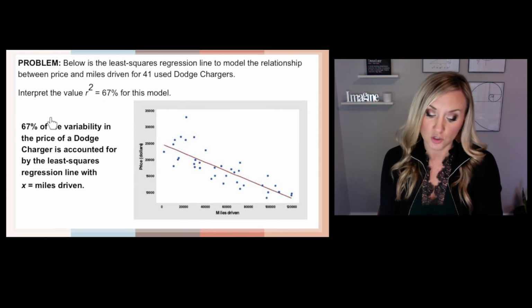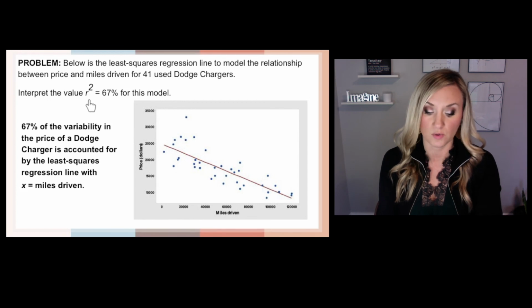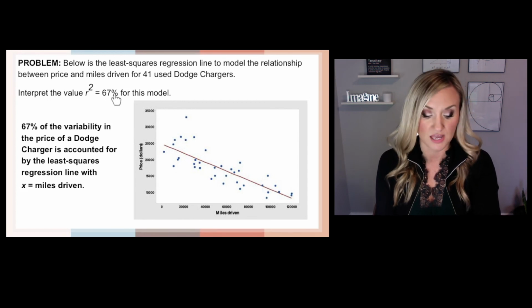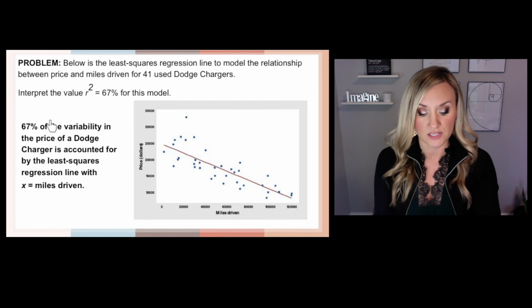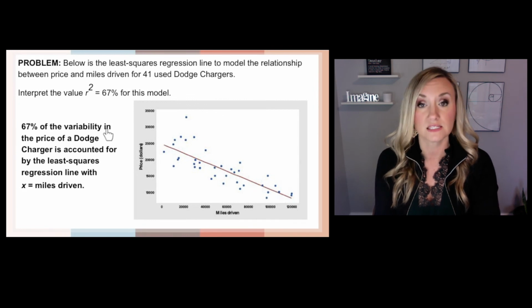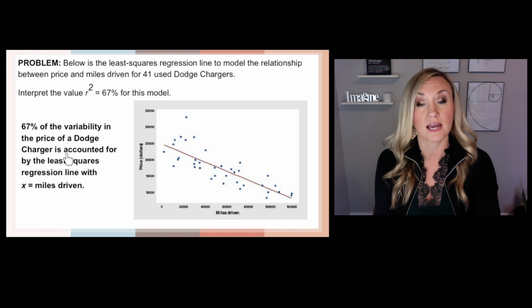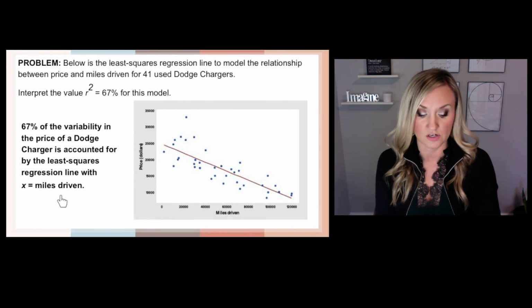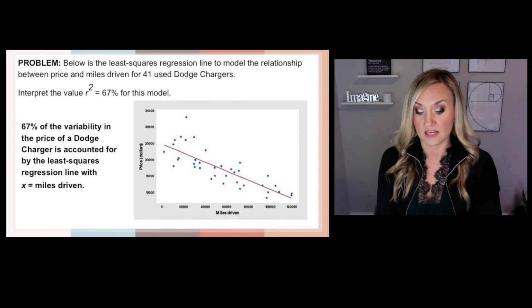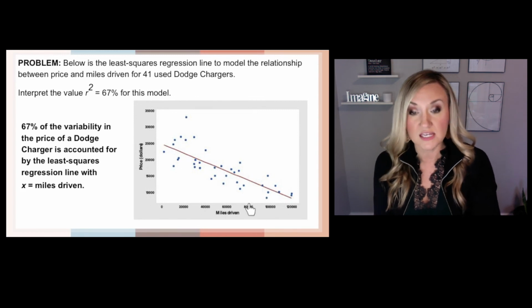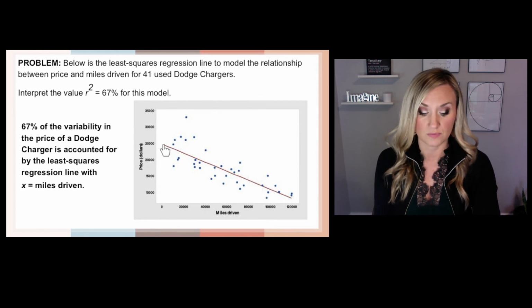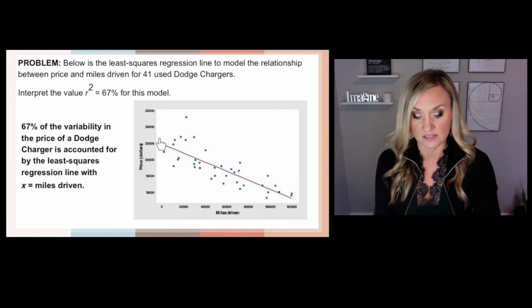So when you interpret the value of R squared at 67%, that 67% tells us that 67% of the variability in the price of the Dodge Charger is accounted for by the least squares regression line, with x as your miles driven. So 67% of the variability in the price of the Dodge Charger is accounted for by the least squares regression line.